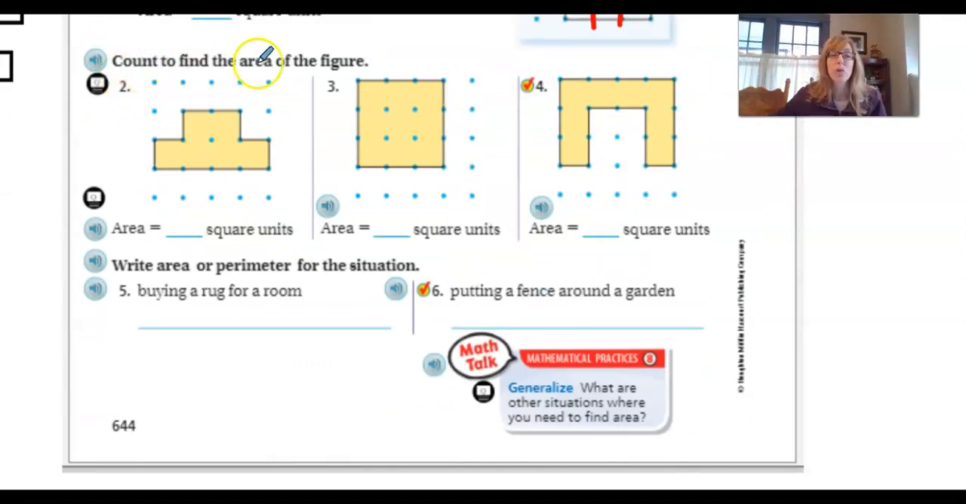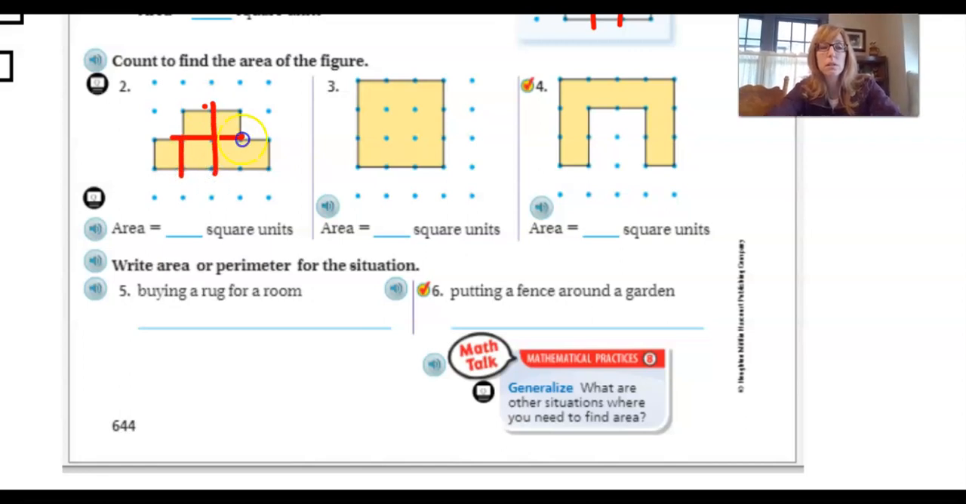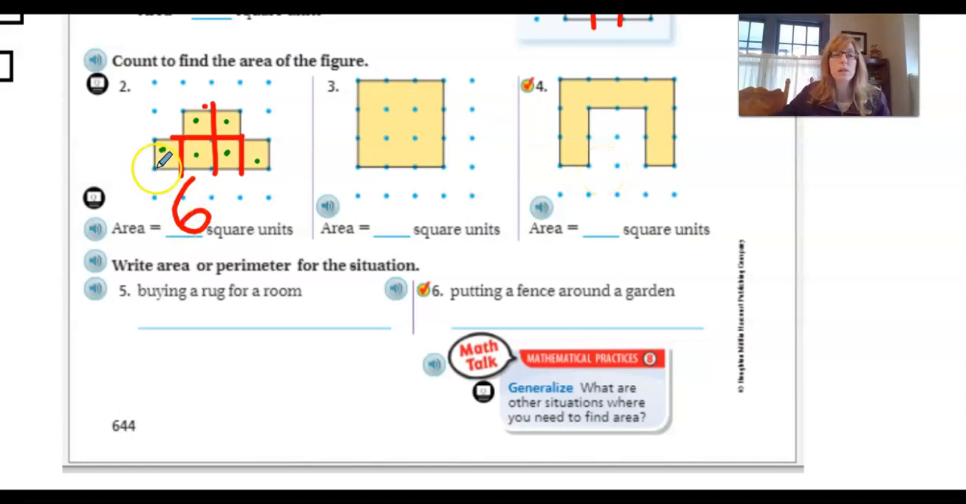We're going to count to find the area of the figure. So you're going to draw your lines. And then you should be able to count your square units. There's 1, 2, 3, 4, 5, 6. There's 6 square units covering the surface. So you would write 6 square units. 1, 2, 3, 4, 5, 6.